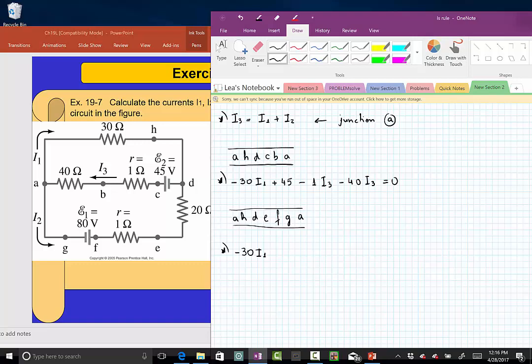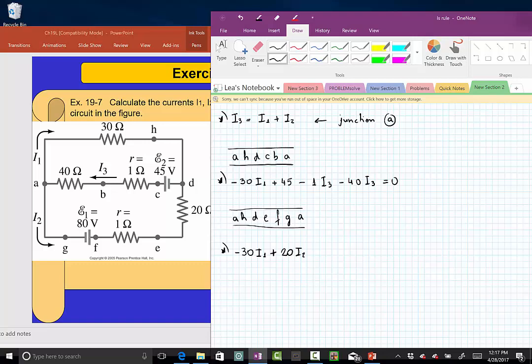So if I'm going opposite, as I pass through the resistance, my potential actually grows. It increases, because I'm going against the current. My potential drops only when I go together with the current. Here I'm going against the current, so I'm going to put plus 20 I2, which is the resistance times I2. This is a point where people usually make mistakes.